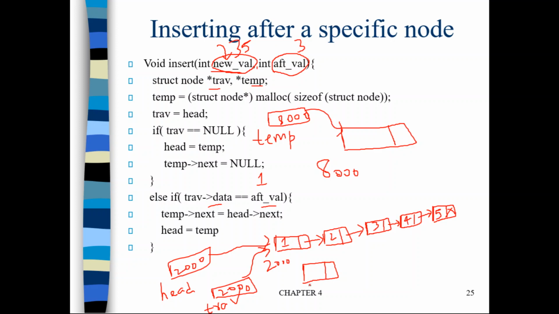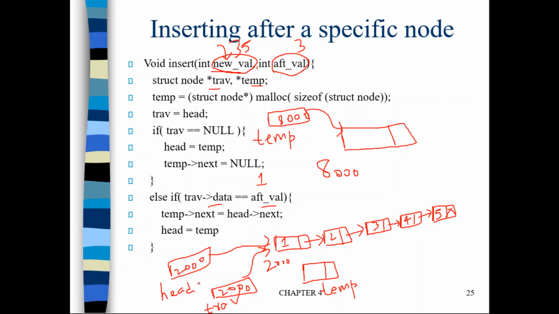Then how will we do it? What we do is temp arrow next is equal to head arrow next. This is temp. In our case, the new node is nothing but temp. We are not using the term new node in the program, rather we call it temp. So temp arrow next is equal to head arrow next.